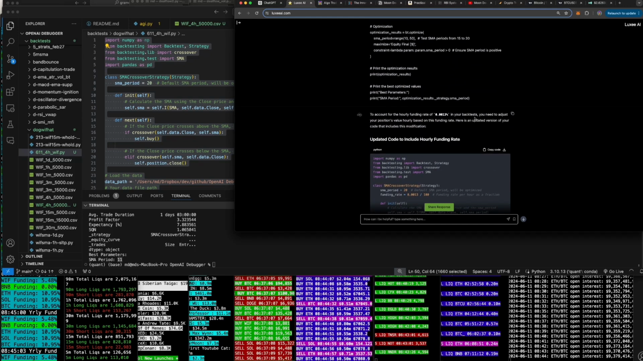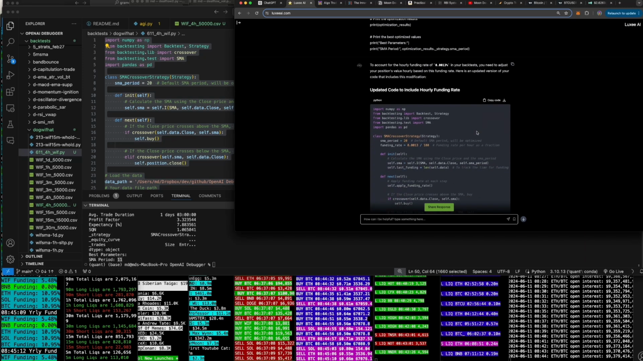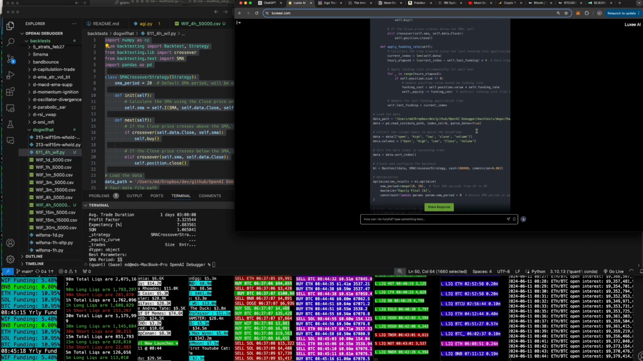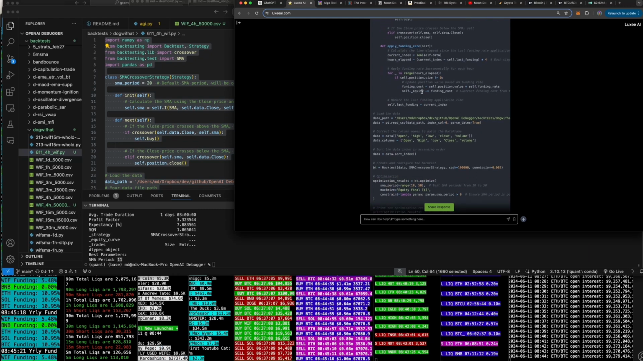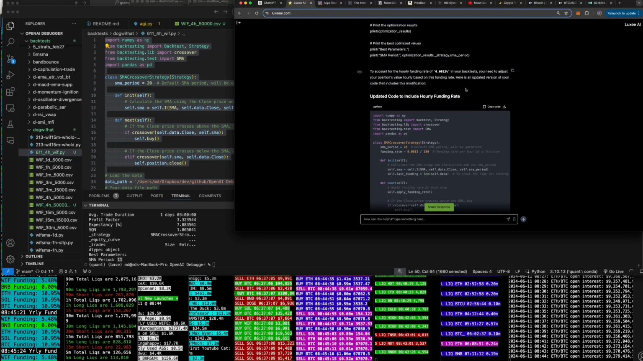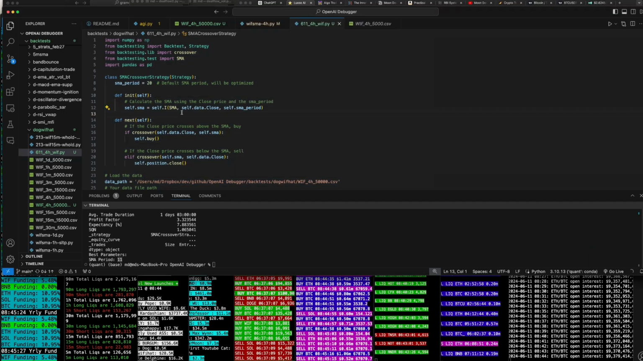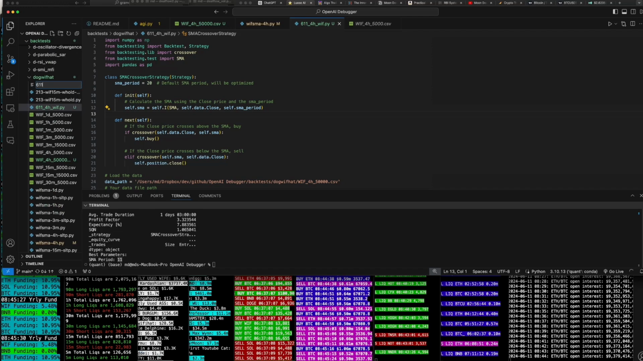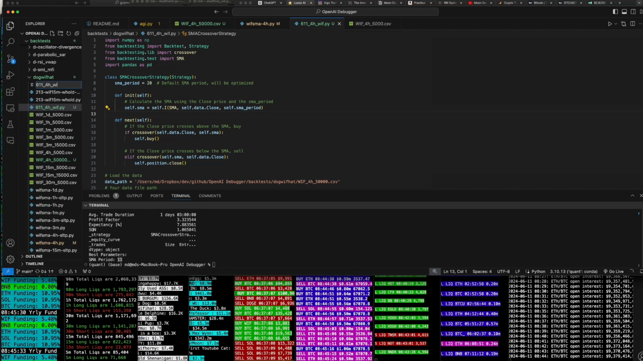To account for the hourly funding rate in your backtest, you need to adjust your position's value hourly based on this funding rate. Here's an updated version of your code that includes this modification. Cool. Let's say 6/11 4 hour. 4 hour with funding.